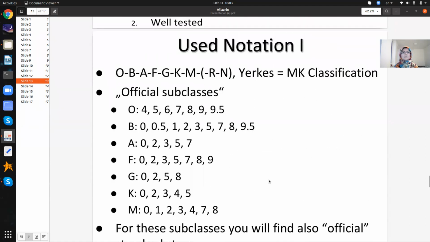We have different classification for stars. The first one is O. We call them O, B, A, F, G, K, M. And maybe sometimes we call R and N also. And we have some official subclasses. For example, our sun is a G2 star.